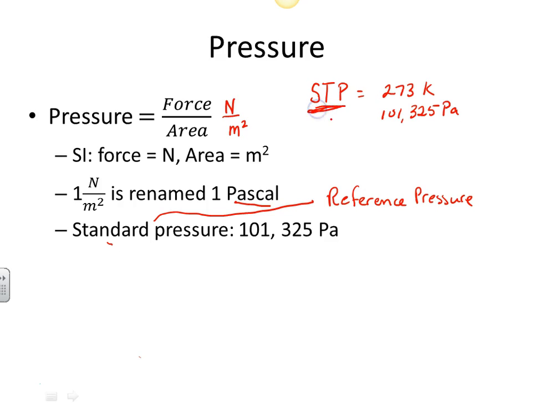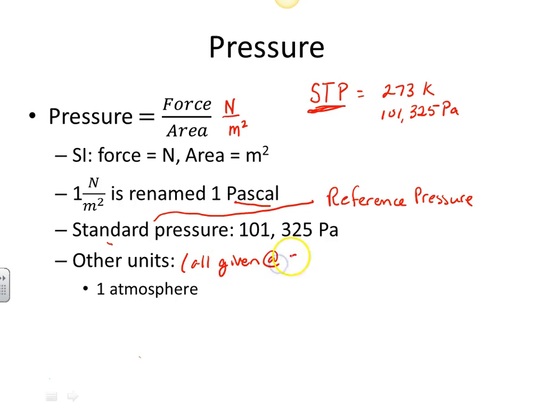If you see STP in a problem, that means that we have two conditions given. The pascal is not often the unit that's used, even though it is the SI unit. Other units include the atmosphere, and these are all given at standard, meaning that these are all equivalent pressures to 101,325 pascals. So we have 1 atmosphere of pressure.